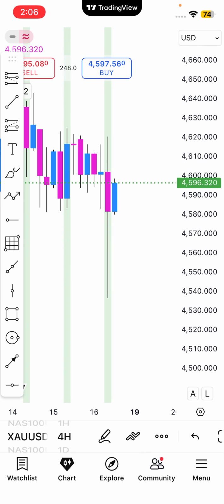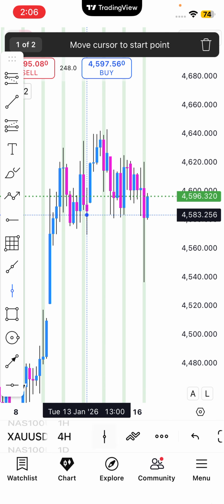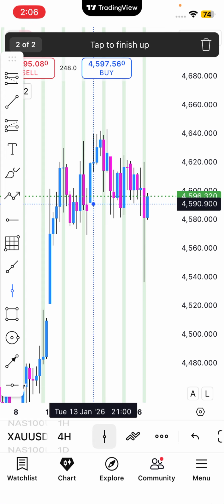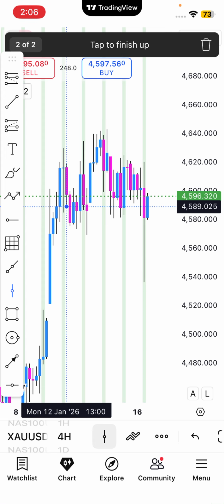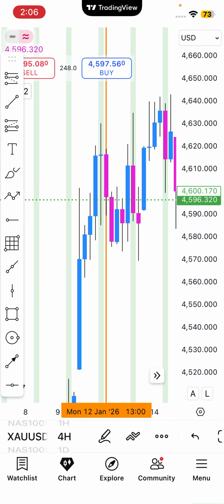Okay, so first thing we're going to do is we're going to start on Monday. So let's find Monday of this week. So this was Monday here. As always, we try to find the direction on the 4-hour time frame, and then we try to trade in that direction. So for Monday, price is bullish, so I'm looking for buys.